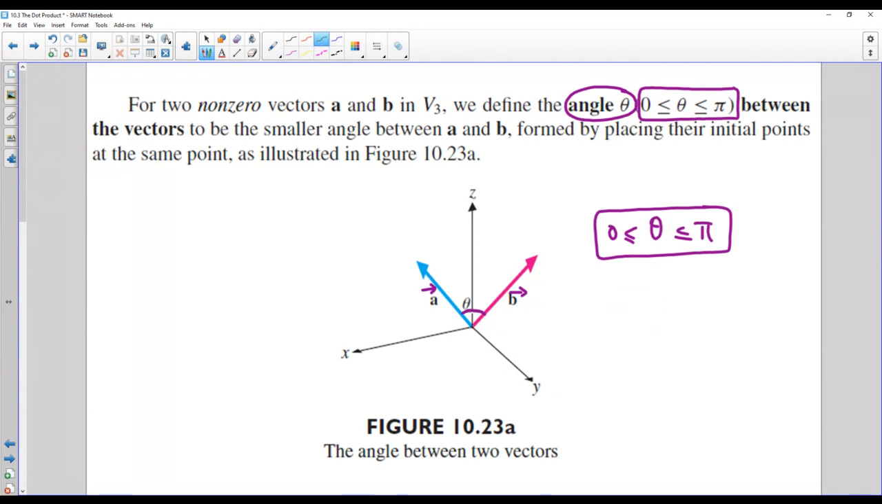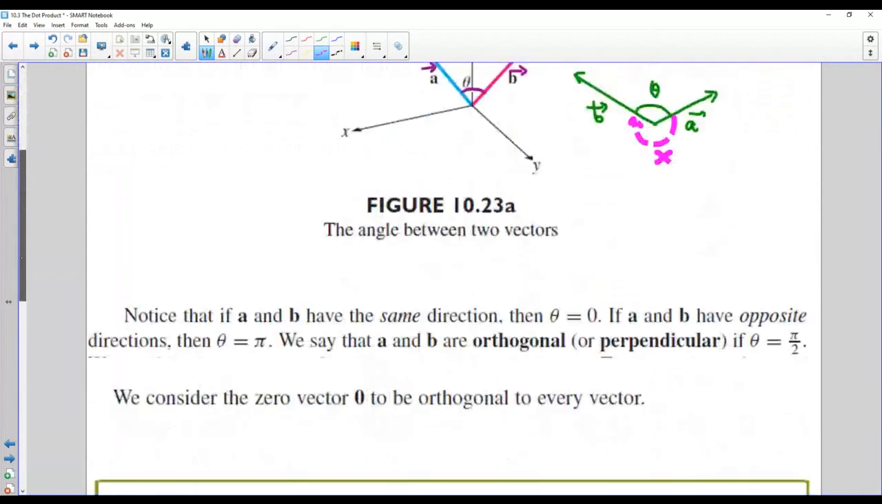So if I take a vector here, if I say here is A and here is B, well, the angle between them is this angle here. It's not the other one on the other side. It's not this one, yeah? Not this one. So it's always the small angle between 0 and 180 degrees. So that is the angle theta between two vectors.